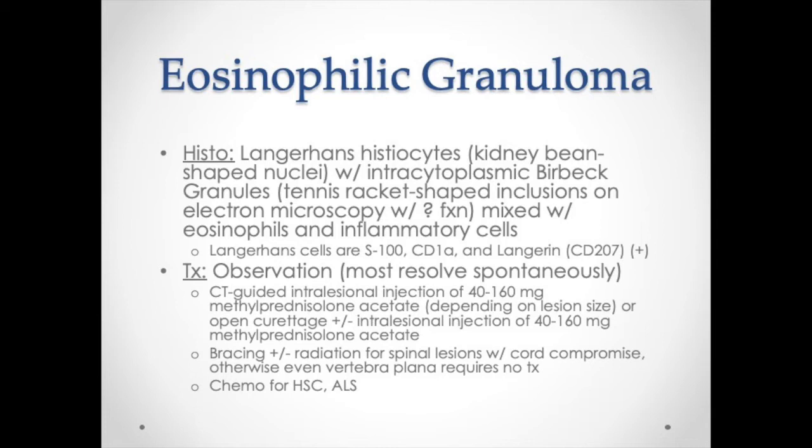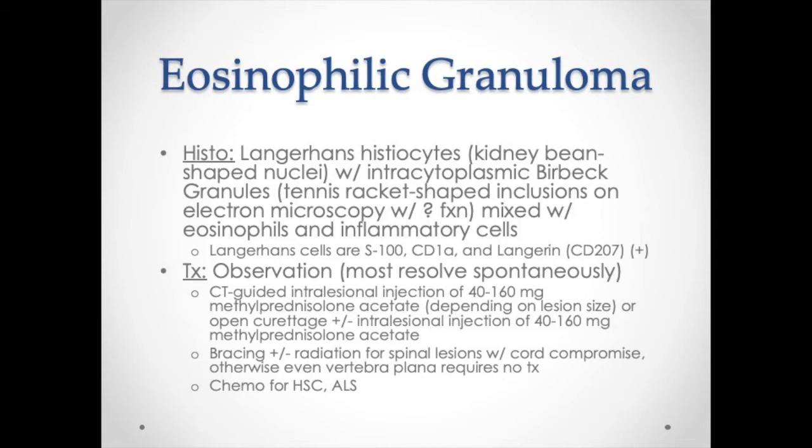Langerhans cells are S100 positive, CD1a positive, which is pathognomonic for this disease, and Langerin, which is CD207 positive. So if you see a lesion that has inflammatory cells, eosinophils, kidney bean-shaped nuclei, and a CD1a positive stain, it's eosinophilic granuloma. There's nothing else it could be.